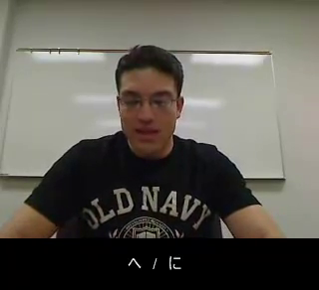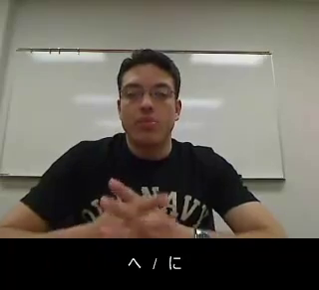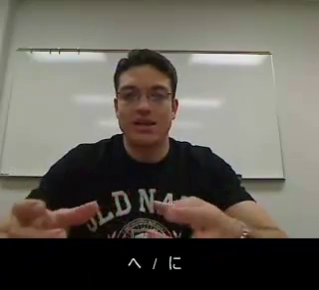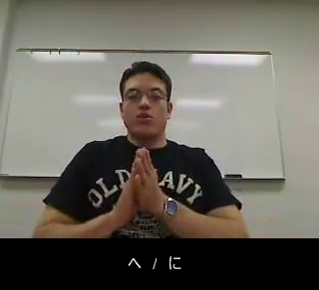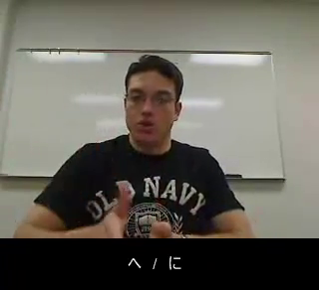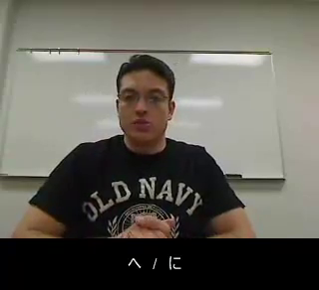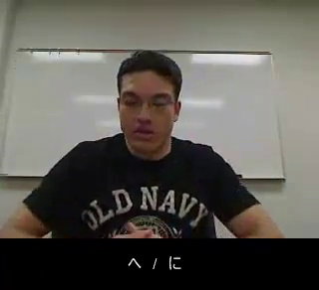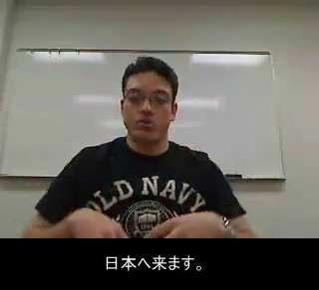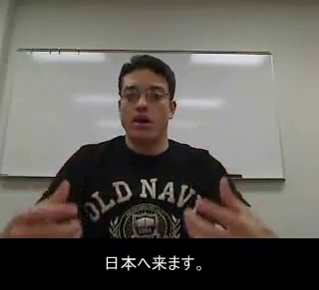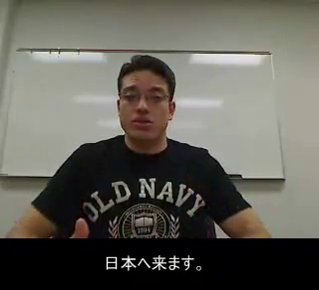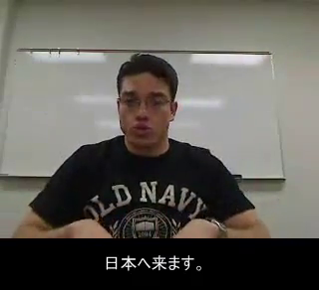Okay, and it indicates the place of direction, but it is slightly different from ni. Ni is the direction where your movement or your action is being directed towards, and e is more like where it is happening. For example, if you say Nihon e kimasu, to come to Japan. So it's basically like you are in Japan and you're saying coming into Japan.